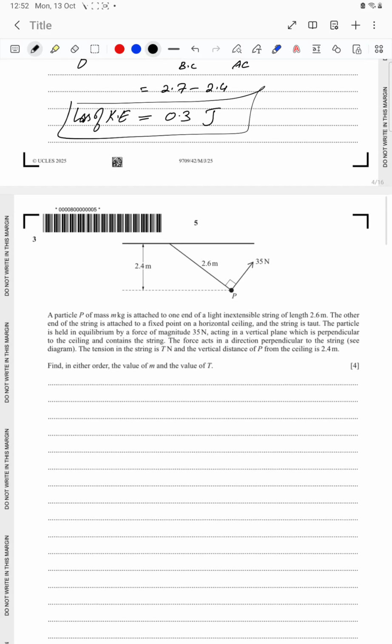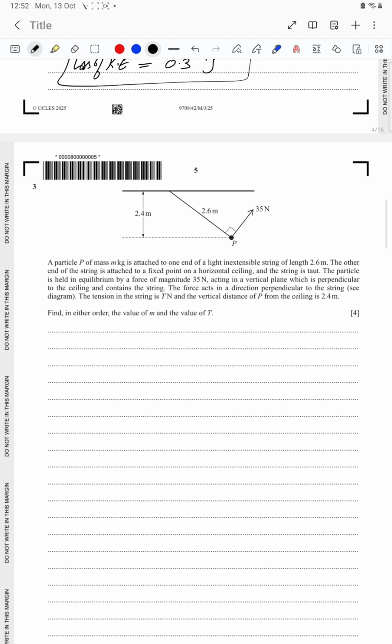Here is another interesting question. A particle P of mass m kg is attached to one end of a light inextensible string of length 2.6. The other end of the string is attached to a fixed point on a horizontal ceiling. Suppose this is A, and this is P.